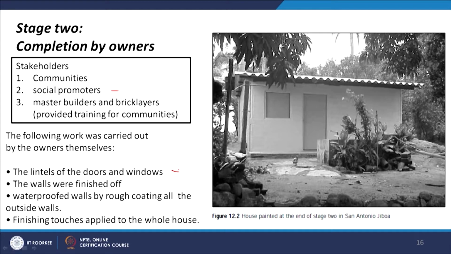And the lintels of the doors and windows and the walls were finished with all the plastering and the waterproofing, with a rough coating on the outside walls, and finishing touches applied to the whole house. So this is stage 2.